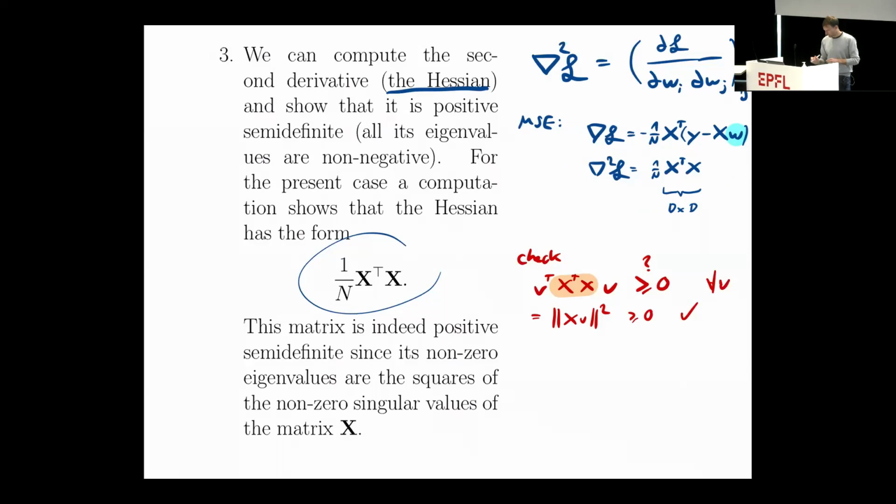All right, so we have obtained that this is positive semi-definite, and that's what we wanted to prove. Any questions on these three ways to check if something's convex?